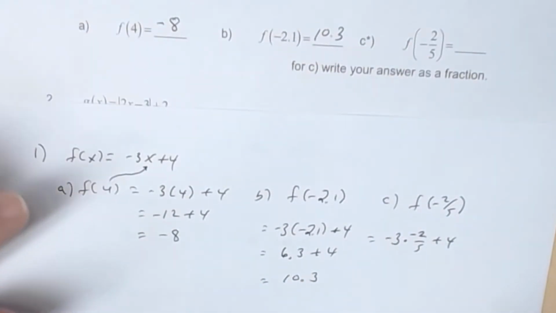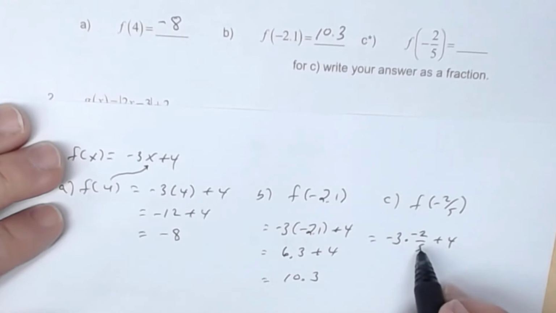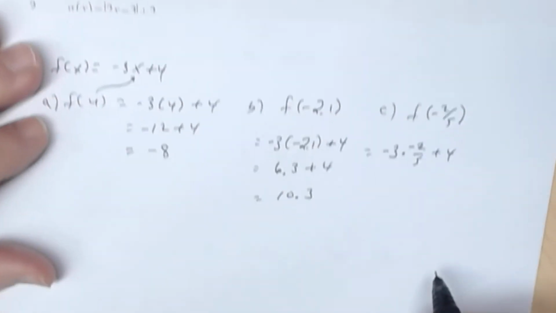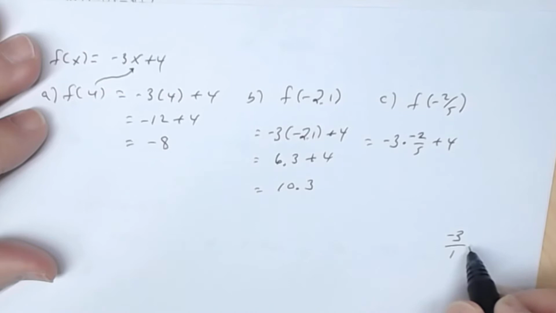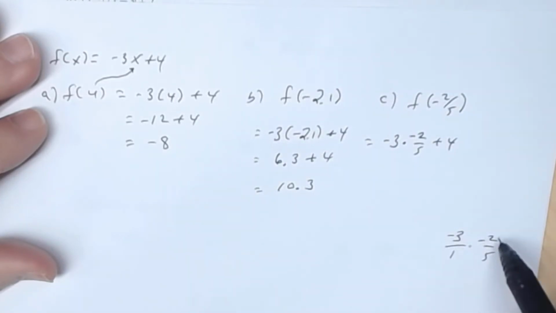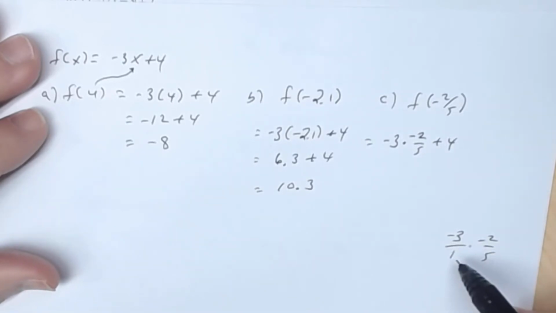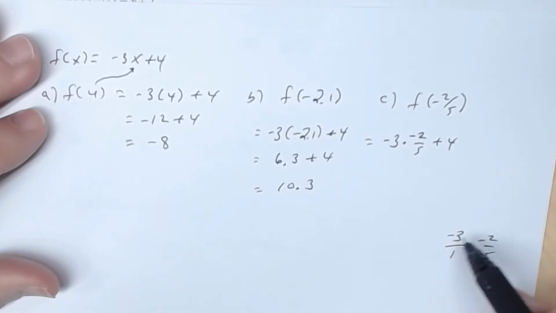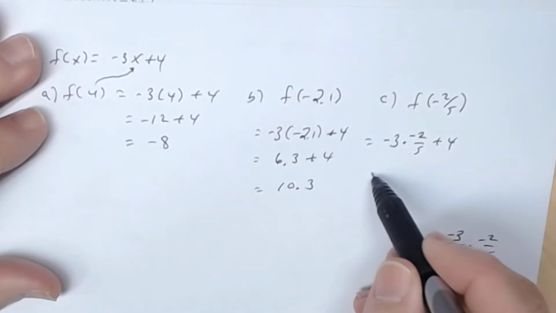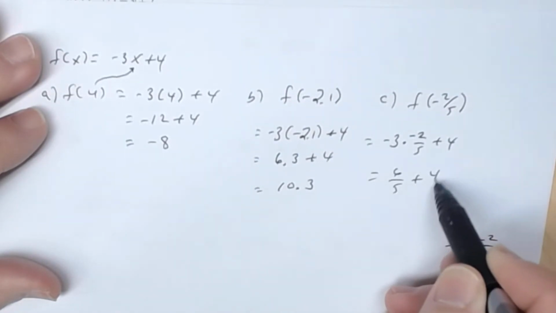And so remember that a negative 3 times a negative 2/5, if I do that right here. So remember, when you multiply fractions, you may want to reduce first and then multiply the numerators and then multiply the denominators. In this particular case, there's nothing that you can reduce. So I'm just going to go ahead and multiply the numerators. And negative 3 times a negative 2 is a positive 6. And then 1 times 5 is 5. So I get 6/5 plus 4.